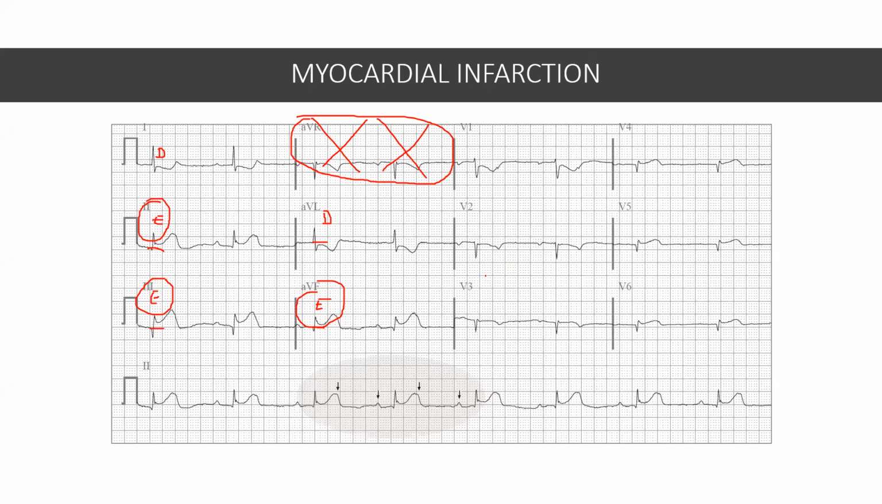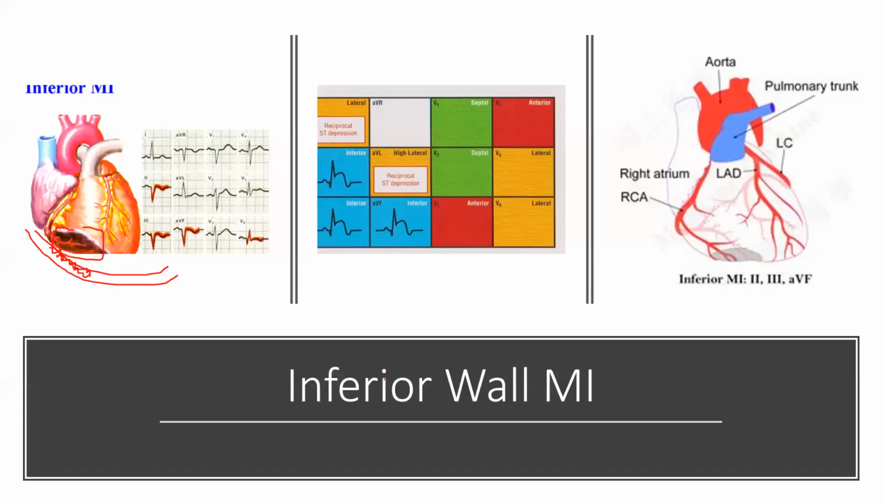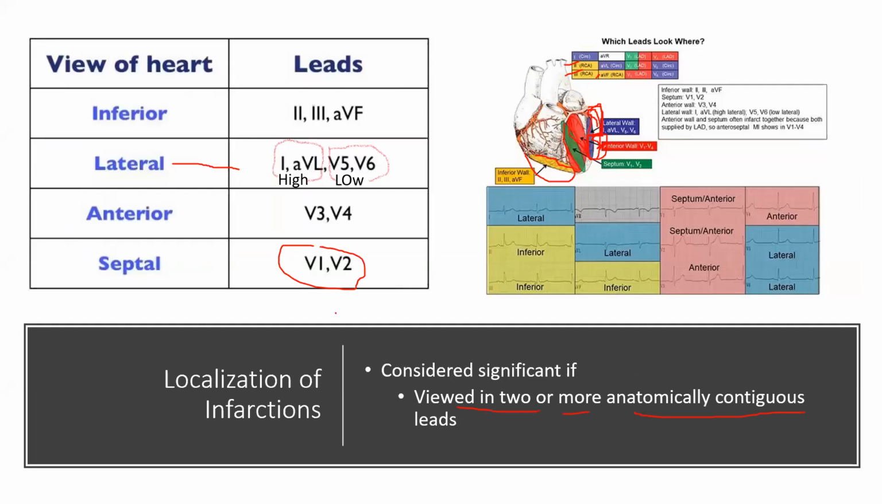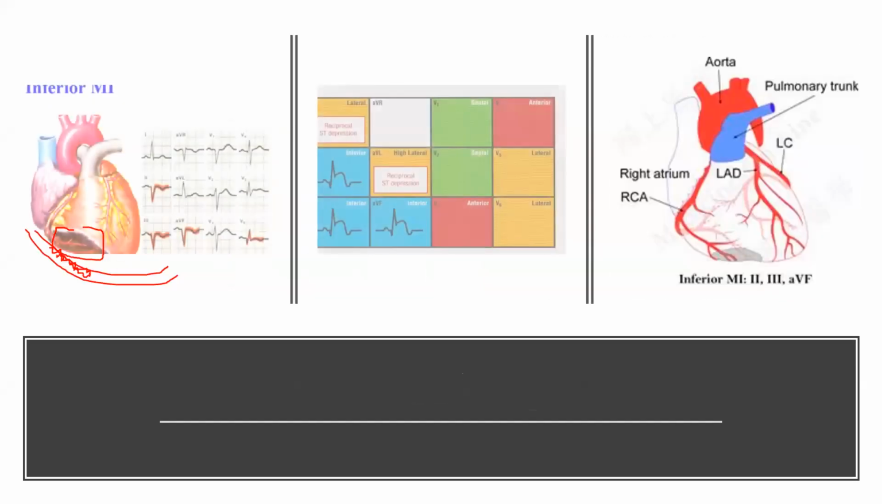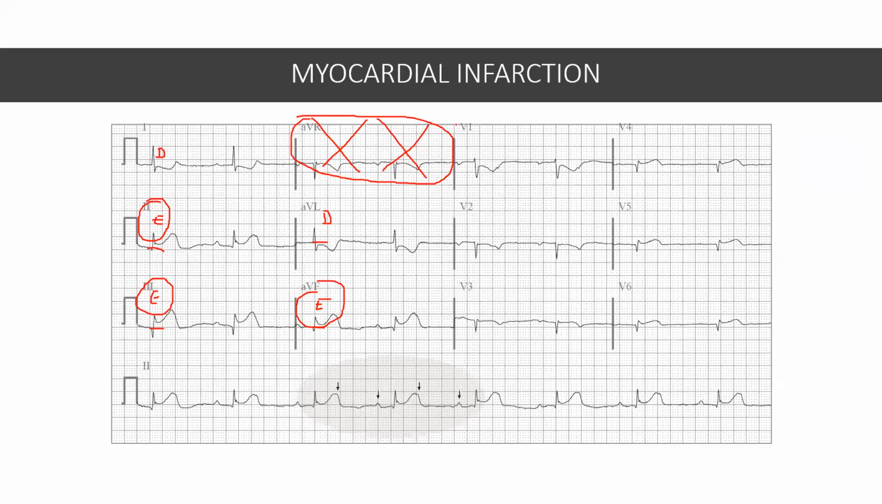If you have ST elevations in leads 2, 3, and aVF, which area of the heart is affected? The inferior wall. So it's an inferior wall MI, and the coronary artery that's the culprit, you already said that, is the right coronary artery. Oh, you're so smart, right? So let's continue with this though.